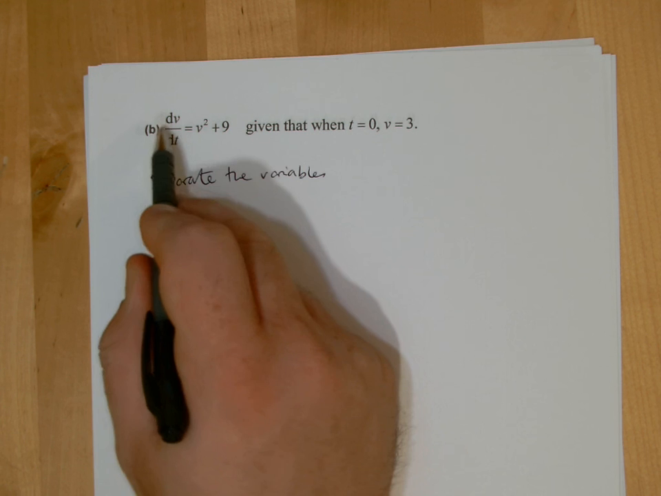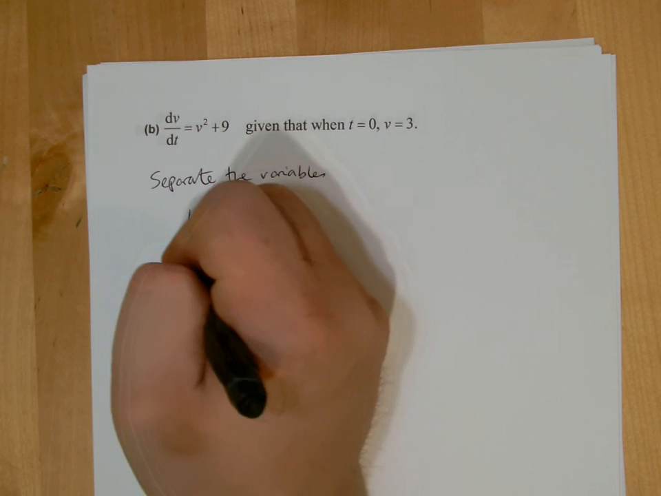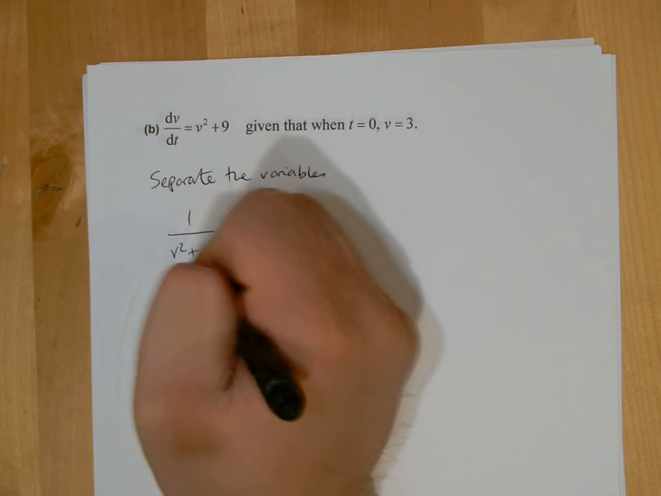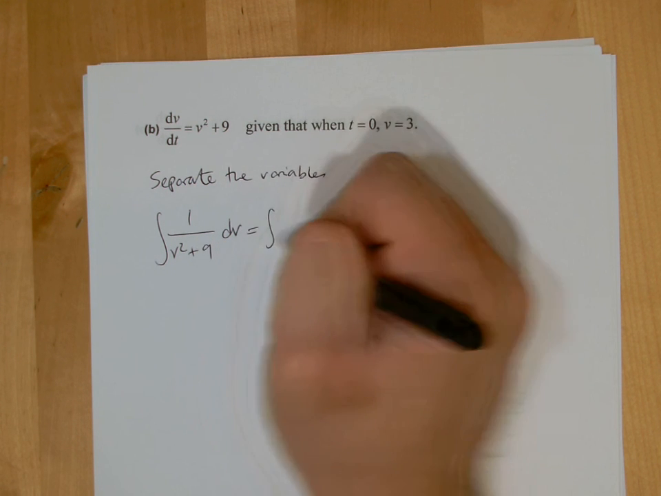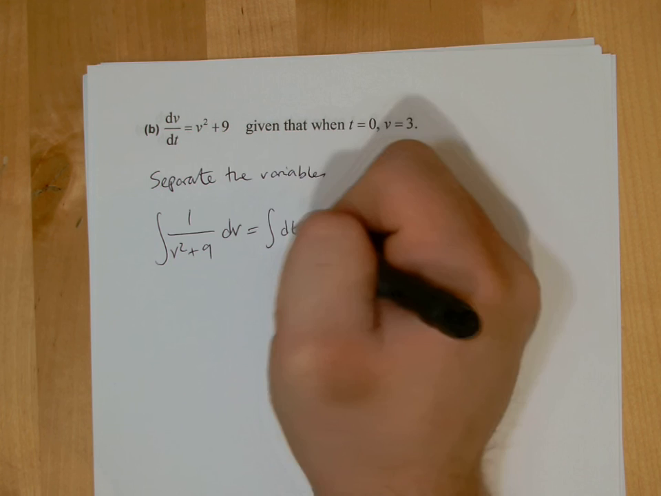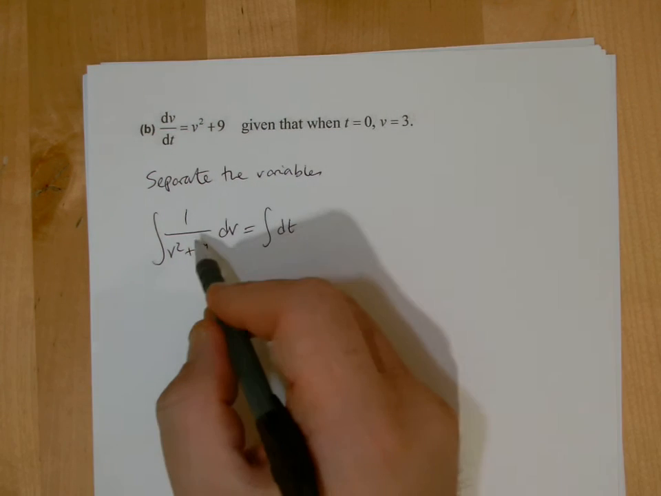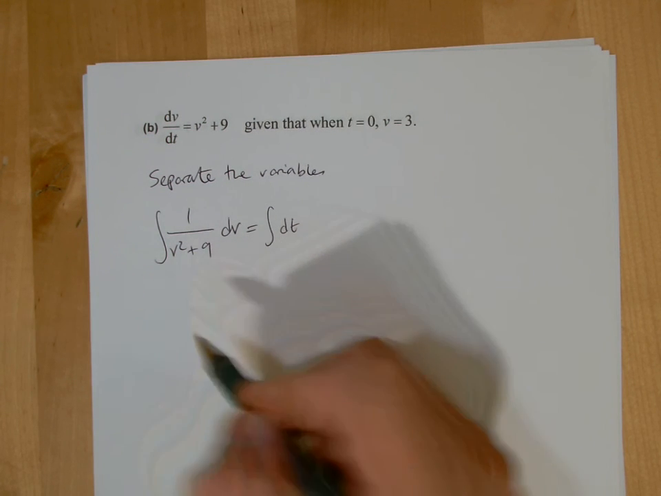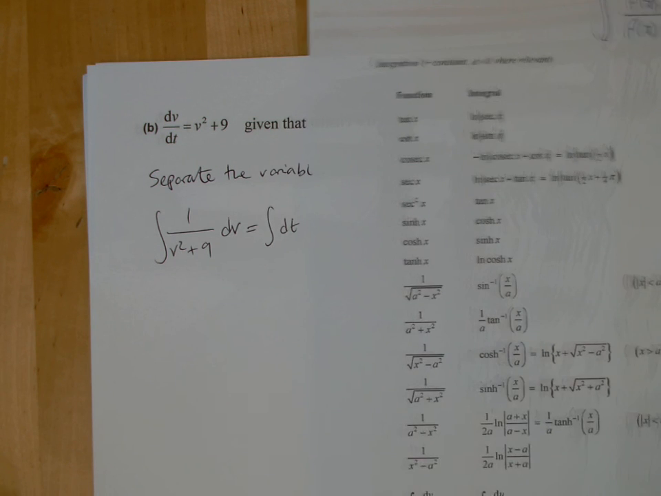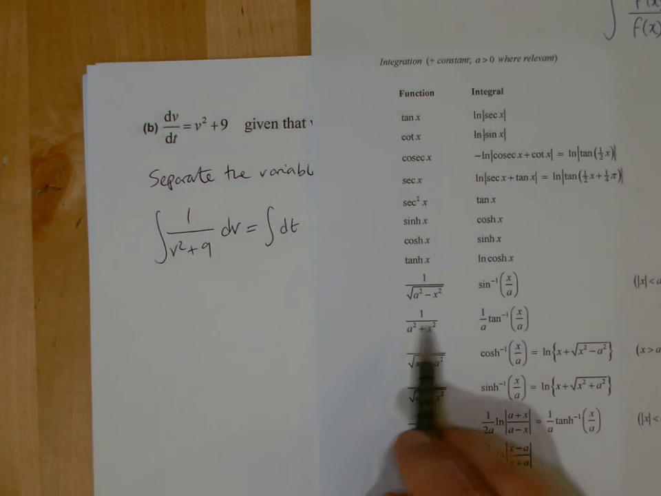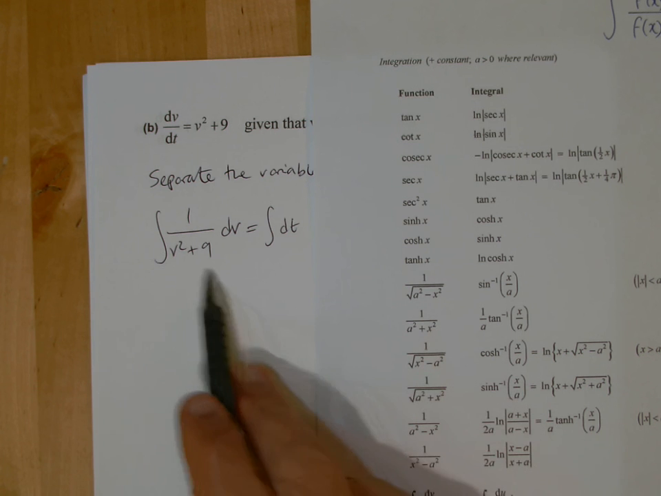Now I've got 1 in front here, so that'll be 1 divided by v squared plus 9. It's the integral of that with respect to v. And then on the other side I've just got dt, 1 dt. So here I've got 1 over v squared plus 9. So I need to look at my standard integral results, and you'll see straight away this is the integral we're looking at, a squared plus v squared, which is what I've got here, okay?